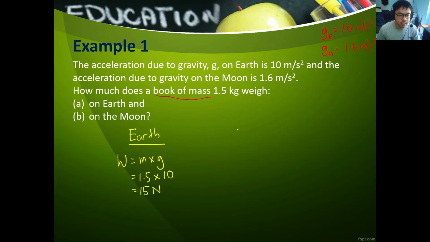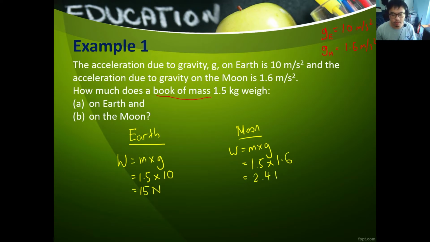Now let's calculate the weight of this book on the moon. We use the same formula. Mass is 1.5. What is g for the moon? The moon has a weaker gravity, so its g is also smaller. The g for the moon is 1.6, and when you calculate that, the answer is 2.4 newtons.